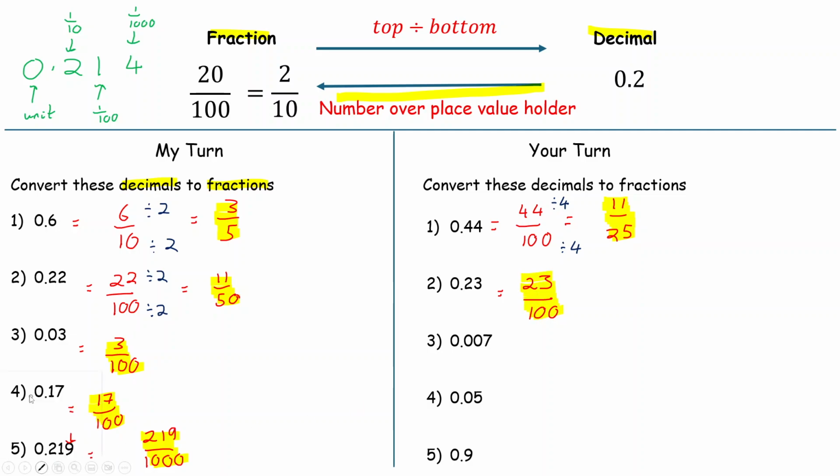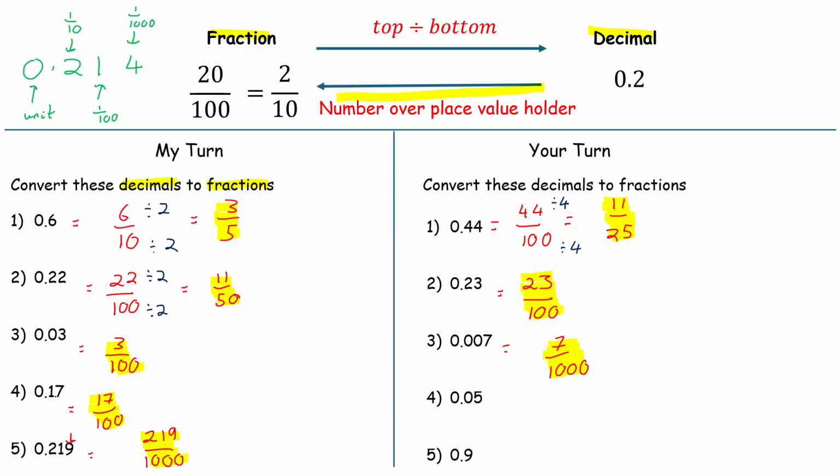Your next one, we've got 0.007. So your number here is 7. So it's going to be 7 over not tens, not hundreds, but it's going to be in the thousands column. Okay, so it's going to be over 1,000, because we're 1, 2, 3 in, so 1, 2, 3 in is over 1,000. And again, because 7 is a prime number, there's going to be no more factors of 7 and 1,000 other than 1. So simply, that is your answer.